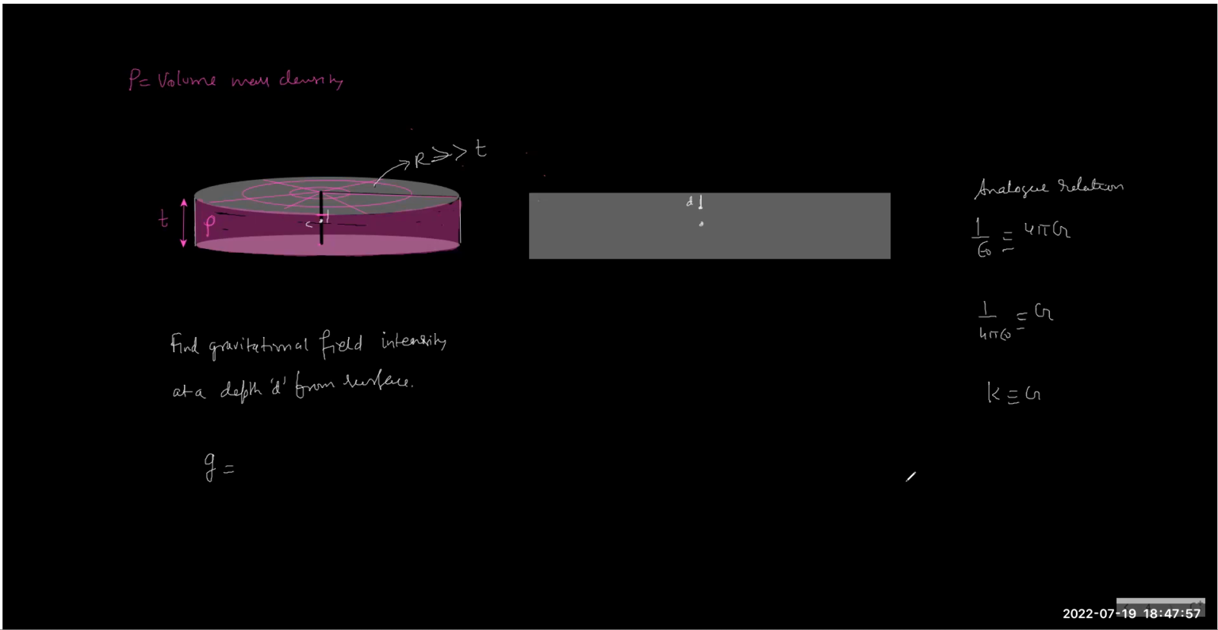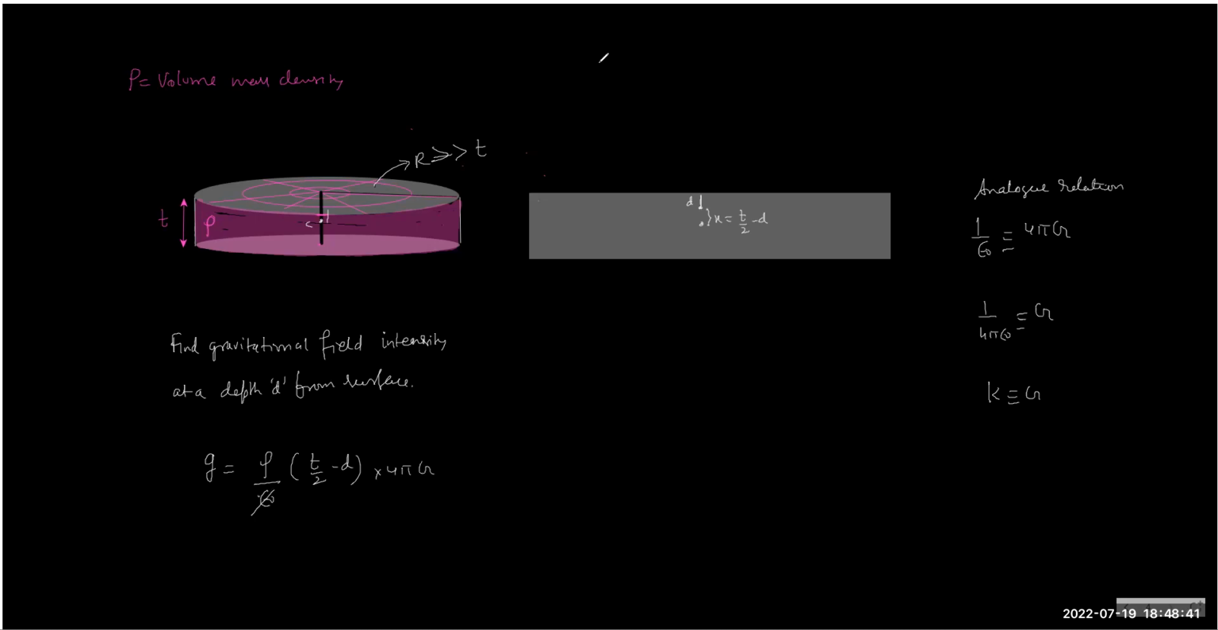So this is the analog relation between gravitation and electrostatics. Here it will be rho t upon 8 pi G. Here it will be how much? Rho upon 8 pi G. So how do we usually write rho x upon epsilon? From the center, yes. So d from the surface, how far from the center? t by 2 minus d. The answer is rho x.